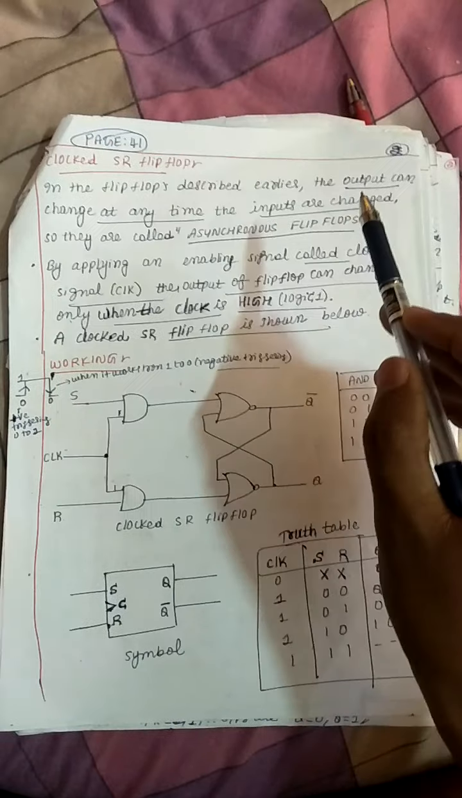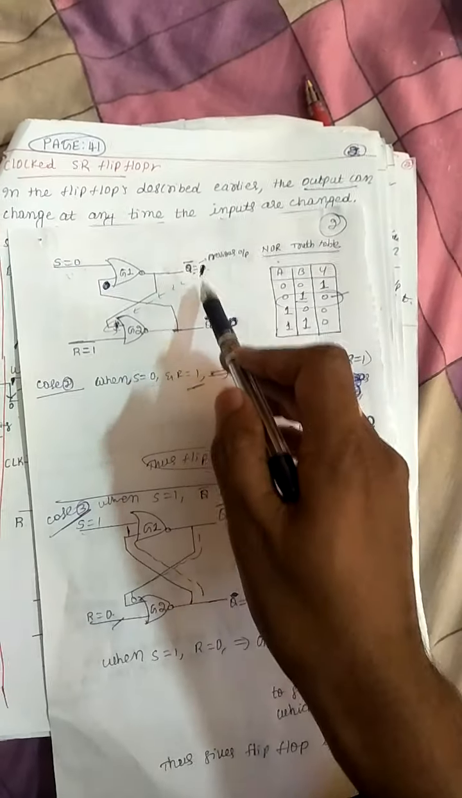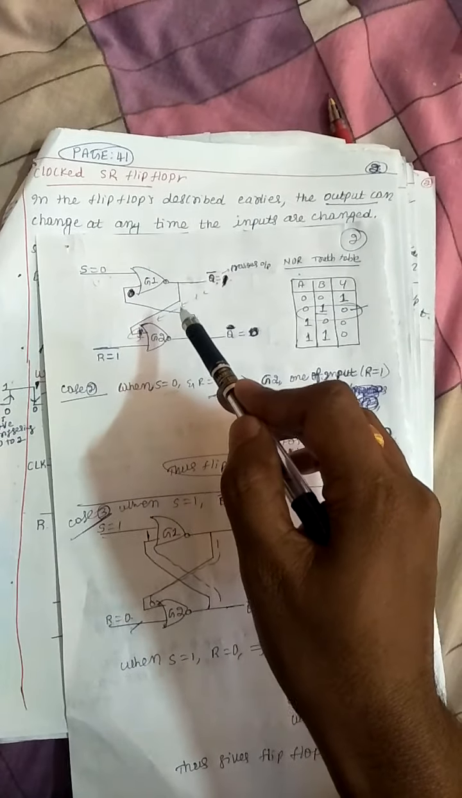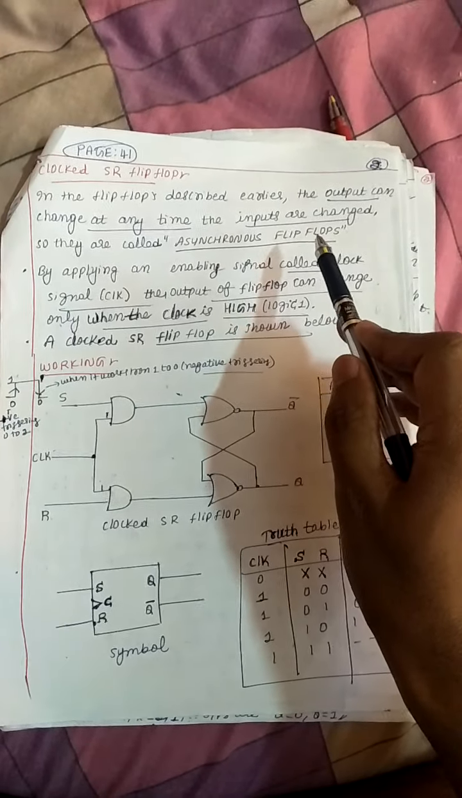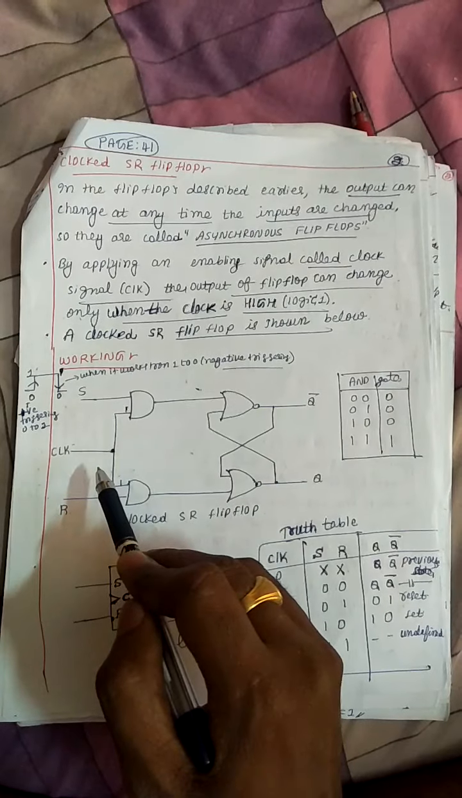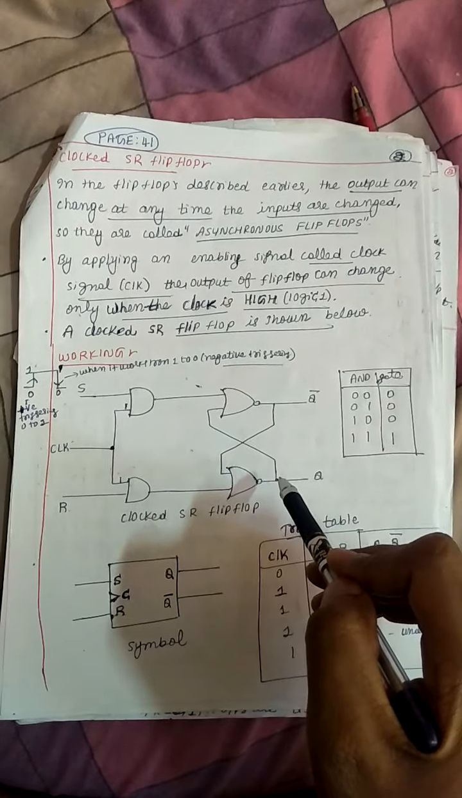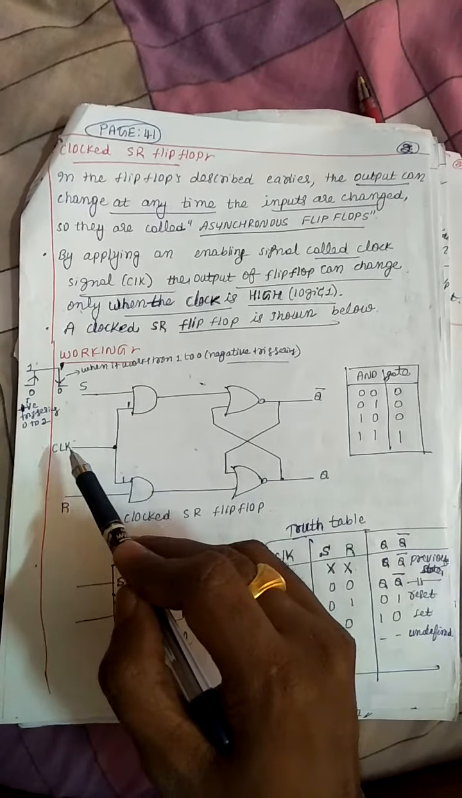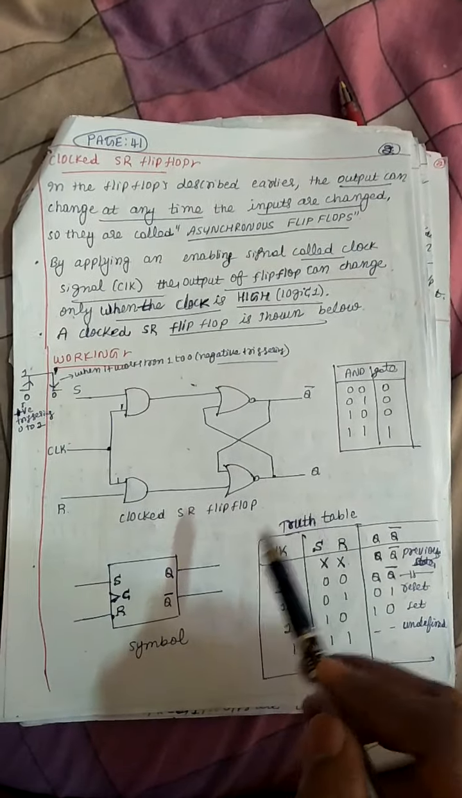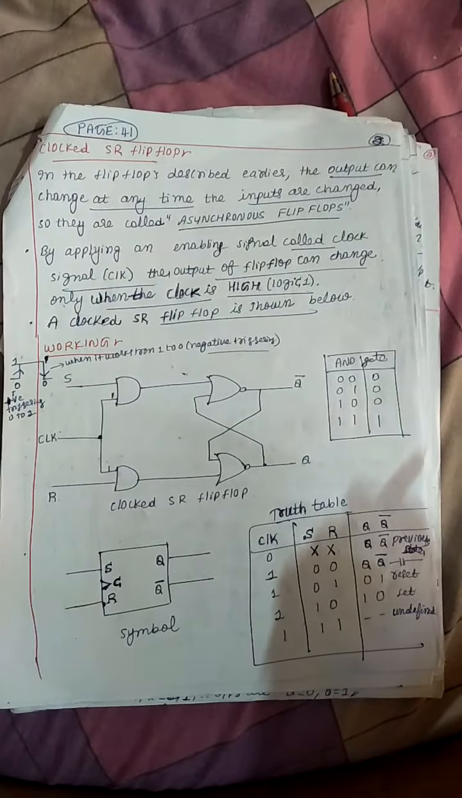asynchronous flip-flop, that is, the output keeps on varying when we change the inputs, right? So that is called an asynchronous flip-flop. But here the output will change only when the clock is high. Then only the output will change. If the clock is low, if we disable the clock, the output won't change even if we change the input. That is called a clocked SR flip-flop.